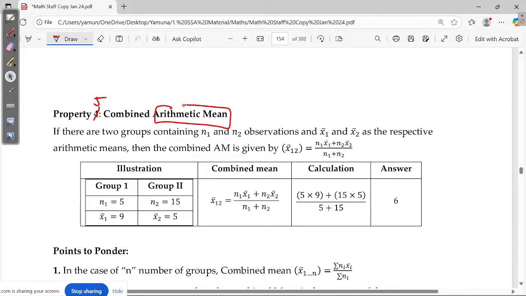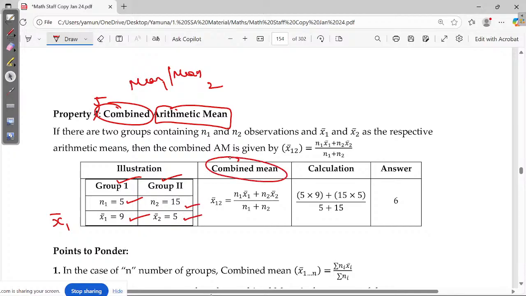Combined arithmetic mean, which means two different means are given, mean 1 and mean 2. I need to combine them. So the heading itself says you're going to combine the arithmetic means. Let us go for the illustration. Here are two groups, group 1 and group 2. Group 1 contains 5 elements with mean value what? How is it represented? X1 bar. Mean value 9. How is group 2 represented? With number of items 15 and X2 bar is 5.